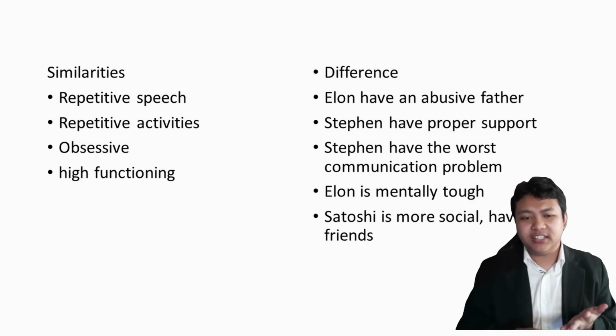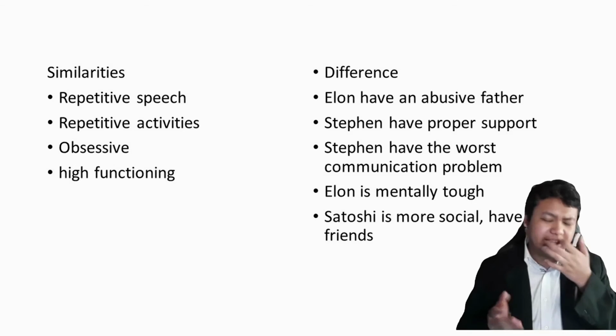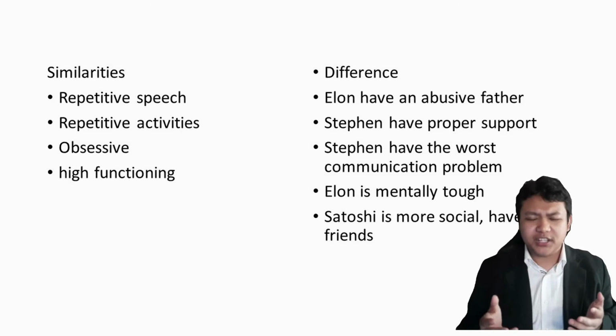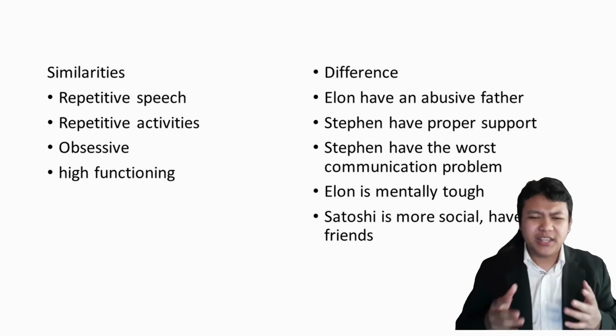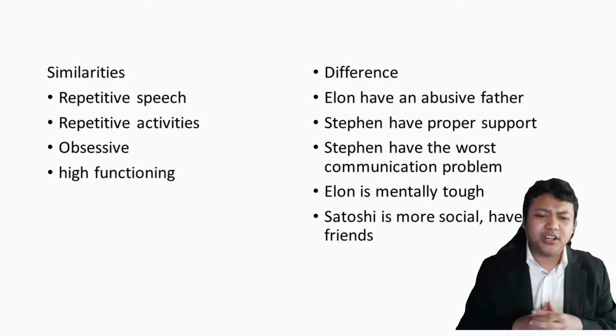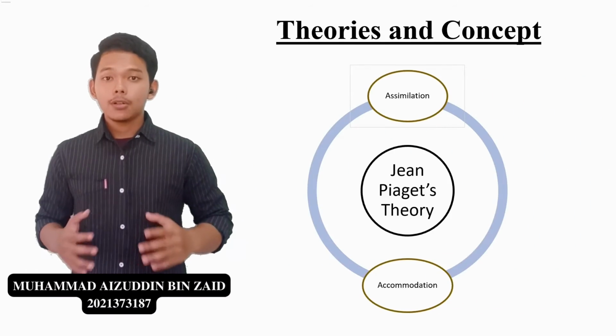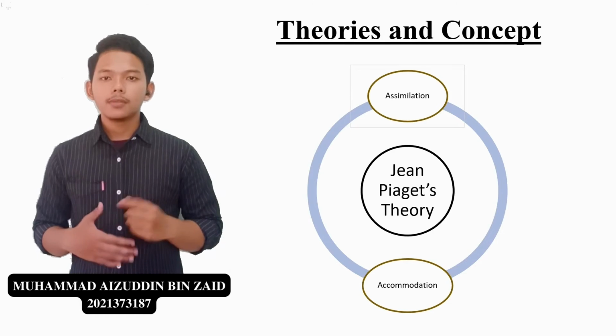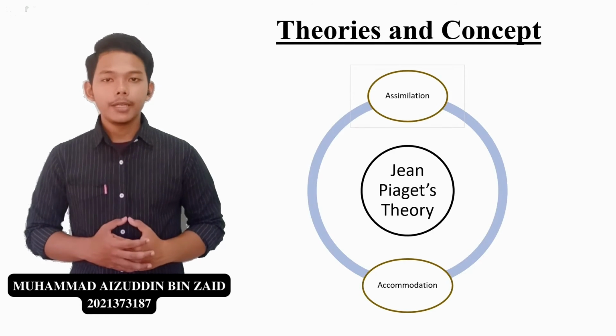Satoshi, on the other hand, is more social. He has friends. For example, he and his friends made their own magazine, Game Freak, that in turn turned into his own company. Based on these three documentaries, there are several theories and concepts that can be related to these special people.